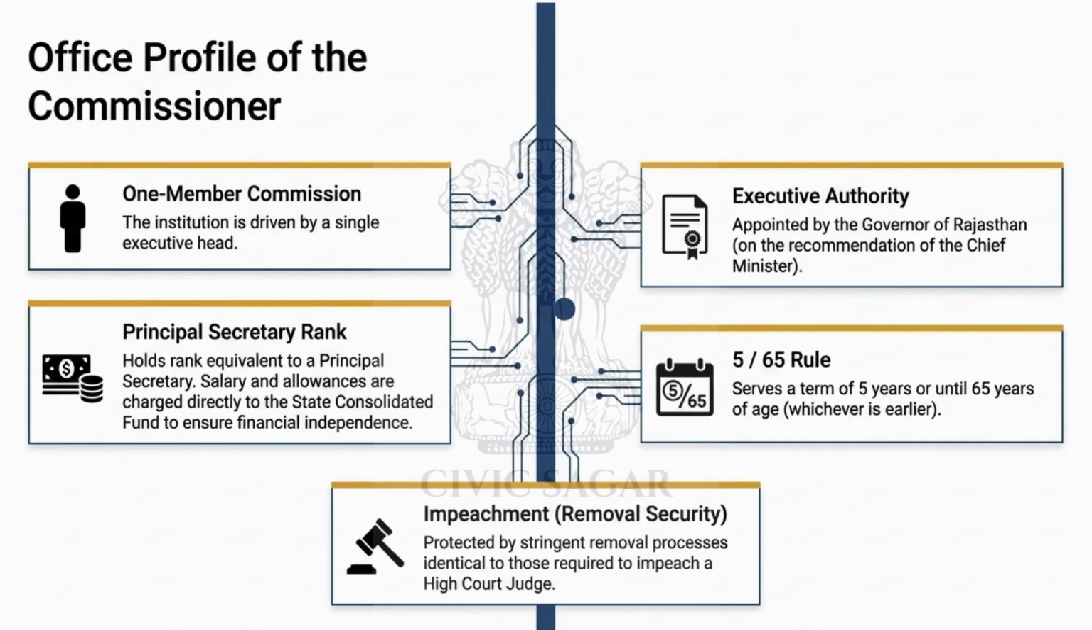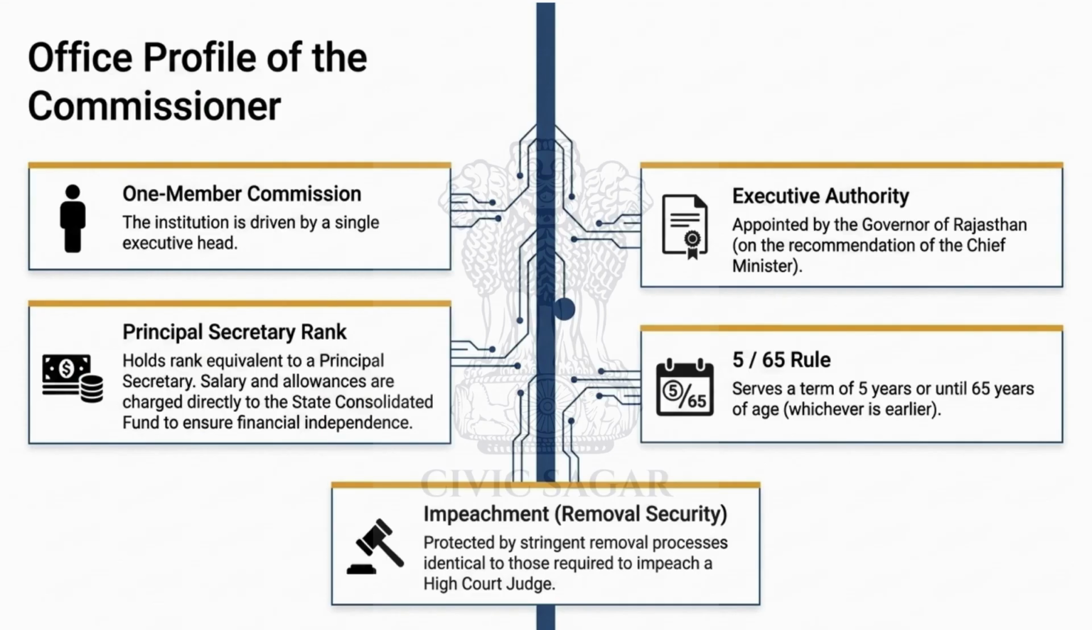Let's examine the profile and constitutional safeguards of the State Election Commissioner. Executive Authority: appointed directly by the Governor of Rajasthan on the advice of the Chief Minister. Rank and funding: equivalent in rank to a Principal Secretary. To guarantee absolute financial independence, their salary and allowances are charged directly to the State Consolidated Fund.